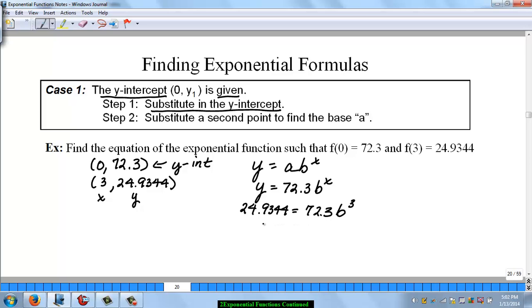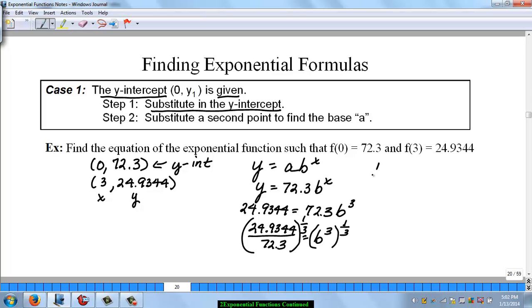So I want to solve this for b. So let's divide each side by 72.3. So I have 24.9344 divided by 72.3, and that equals b cubed. Now, I don't really care about b cubed. I want b to the first power. I want to understand what b is. So what we're going to do is raise this to the reciprocal, because that will turn it to b to the first, because 3 times 1/3 is 1. And if I do that side, I have to do this side.